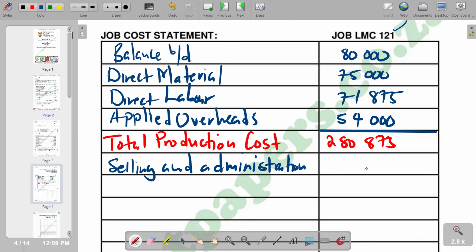And we got it as 33,750. And of course, we now go to the total costs. We are supposed to add to get our total cost. So say 280,875, and then we add our 33,750. So we add, we are going to get your answer as 314,625.